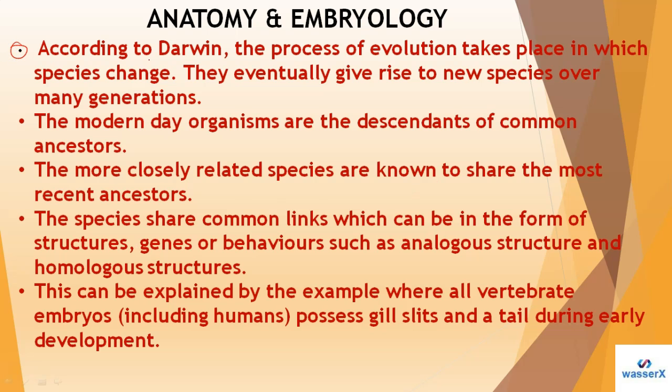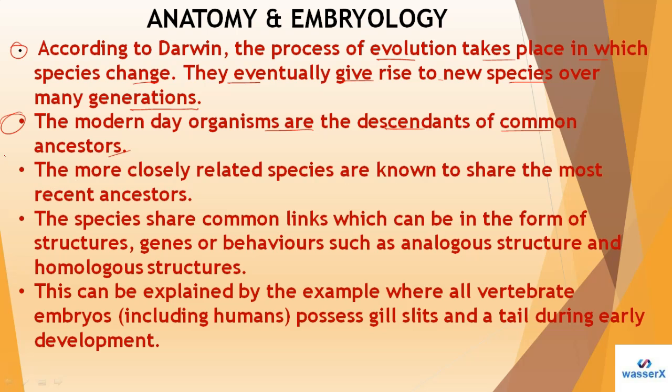The first one is, according to Darwin, the process of evolution takes place in which the species change and eventually give rise to a new species over many generations. Okay, now we have the next one. Modern day organisms are descendants of a common ancestor, of course. So we can say we are descendants of common ancestors.